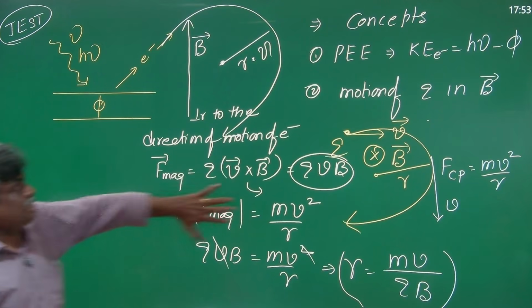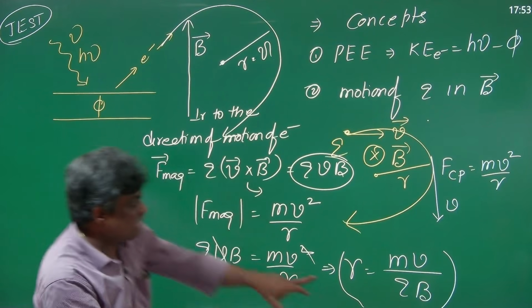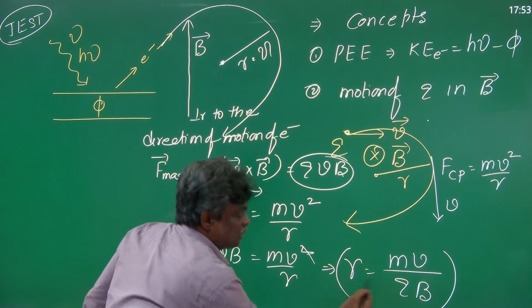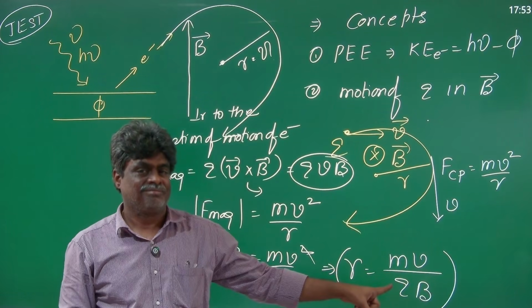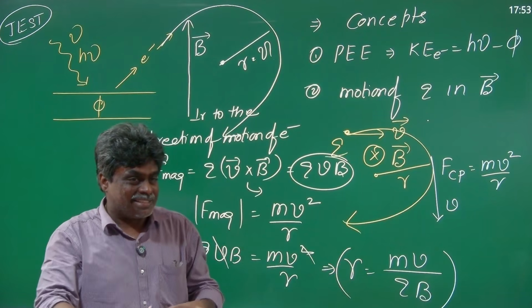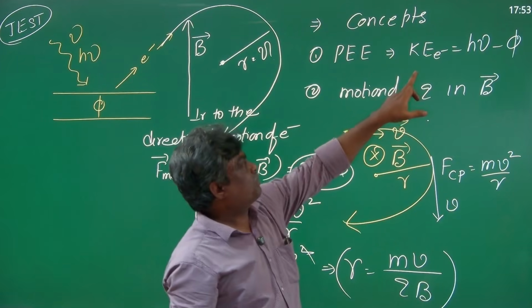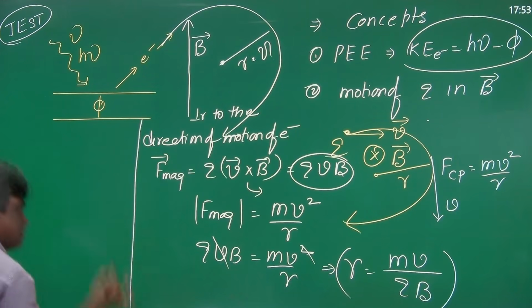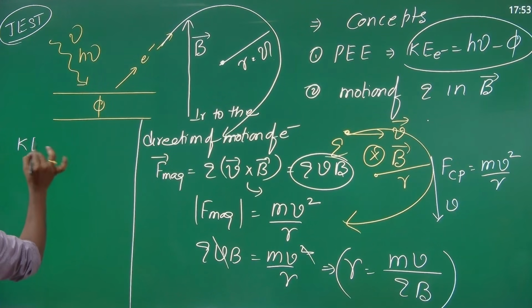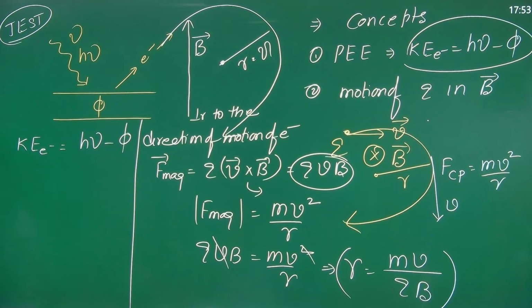Right? So this is the concept of magnetic field and charged particle. From this concept, what do you get? Radius of the electron equals mv by qB. Now take this and apply it to the photoelectric effect. In the photoelectric effect, what are you getting? Kinetic energy of the electron in the photoelectric effect equals h nu minus phi.